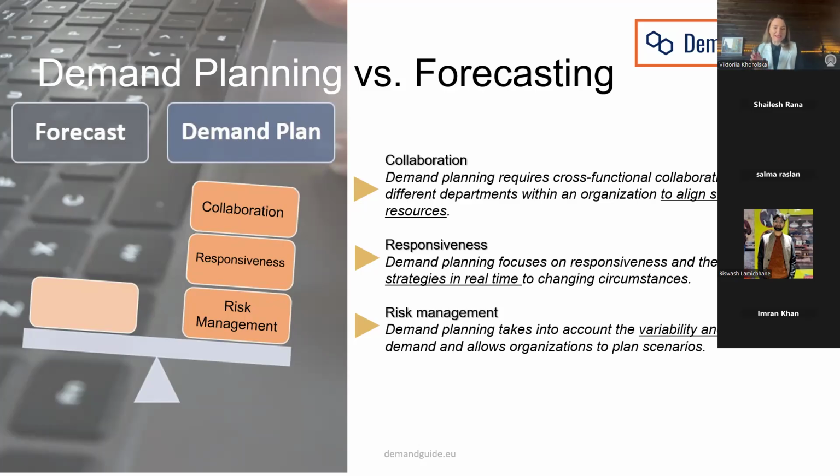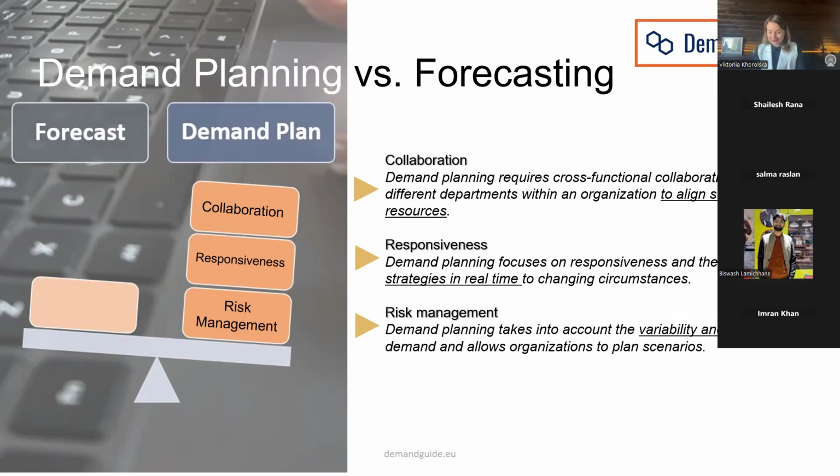So collaboration, it is needed. It is needed to build cross-functional collaboration between different departments to get insight from there and align strategy and operational process. Responsiveness is when we can adapt the strategy to real-time changes. It's good to know what we want to achieve, but we always need to adjust our plan.